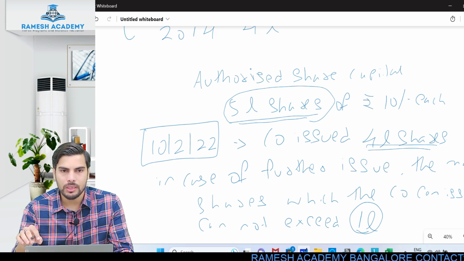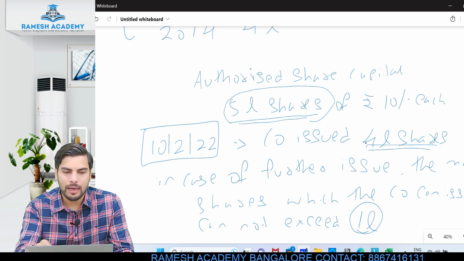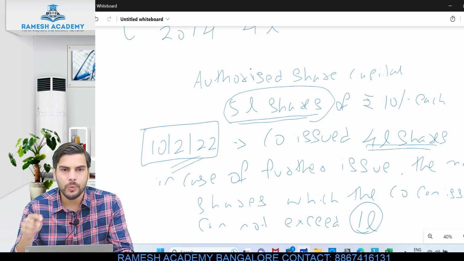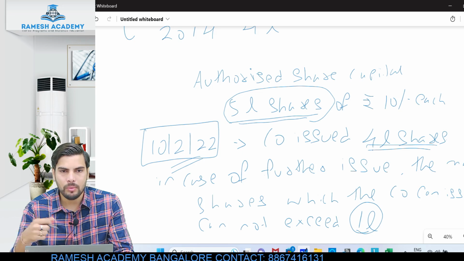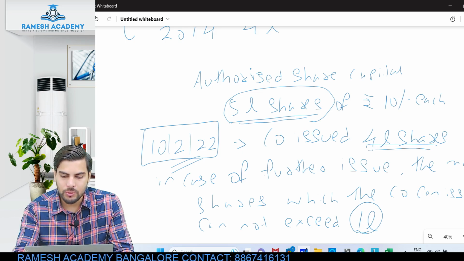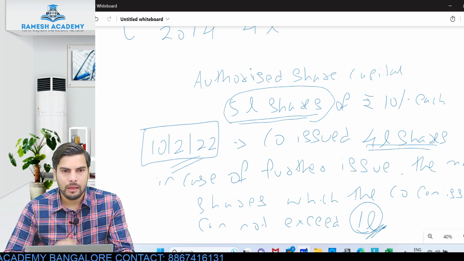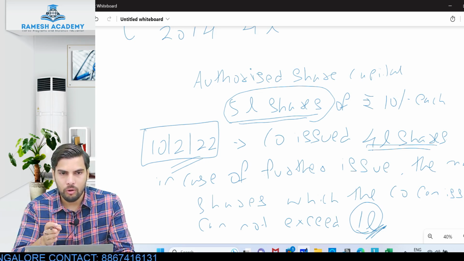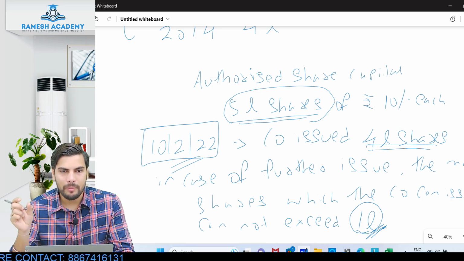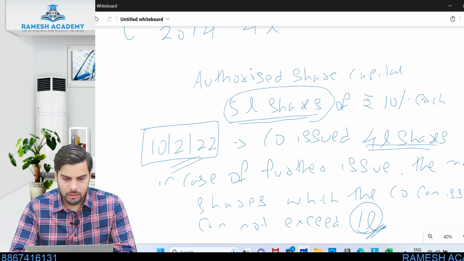Hope you guys understood this. Is this clear? Clear about this example? Out of this 5 lakh shares, if the company has already issued 4 lakh shares on 10th February 2022, then whenever the company wants to raise additional funds, how much is the maximum number of shares they can issue? They can issue only to the extent of this particular 1 lakh. The reason is very simple. Total authorized share capital is 5 lakh. Out of 5 lakh you have already issued 4 lakh. Only to the extent of the balance 1 lakh can you subsequently issue, not more than that.